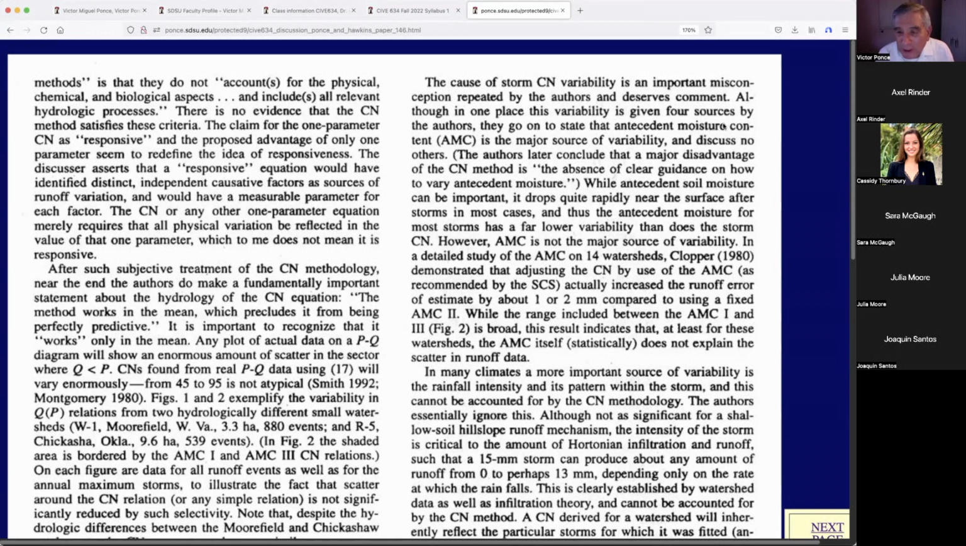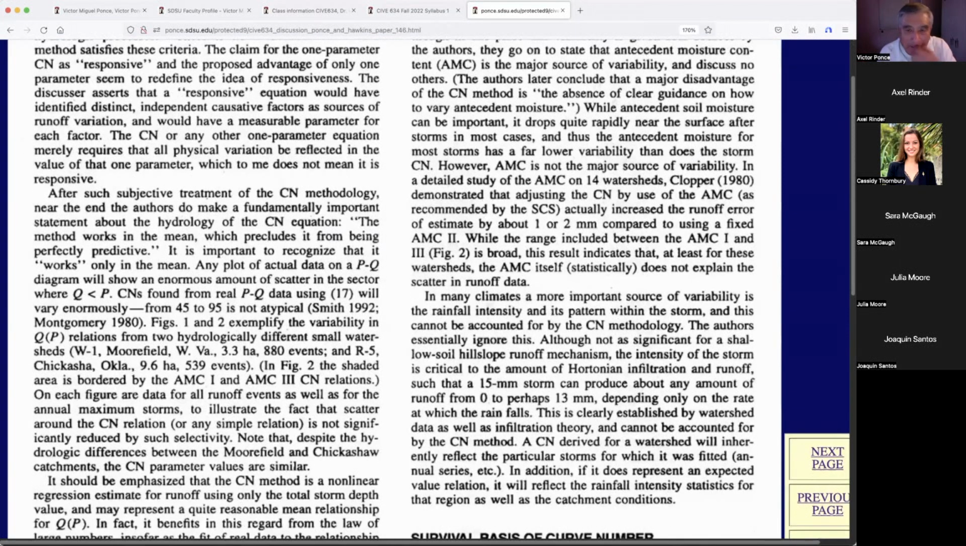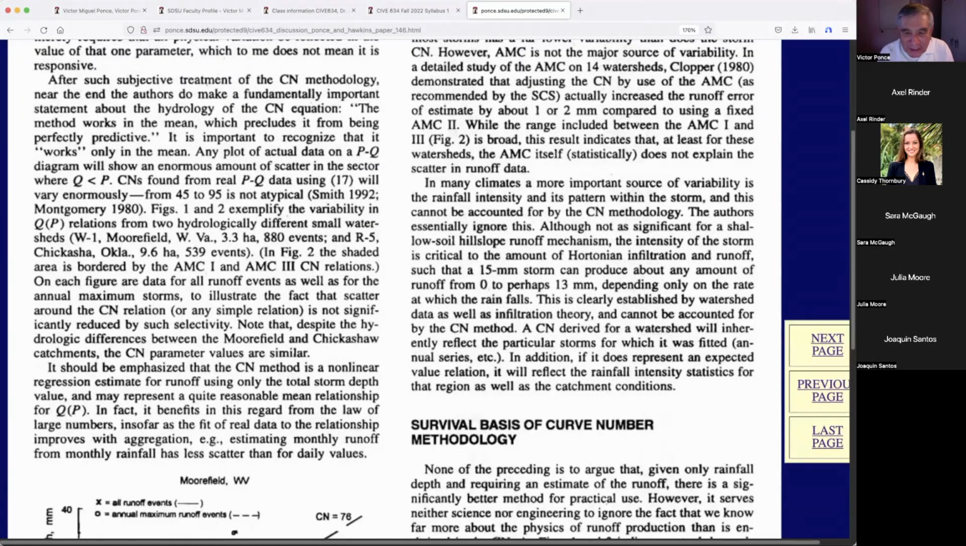Although in one place this variability is given 4 sources, they go on to state that antecedent moisture is the major source of variability and discuss no others. I didn't say that. I said that the Soil Conservation Service had identified 3, and the other 4 bundled it into number 4. That's a different story. He didn't say that. Okay?